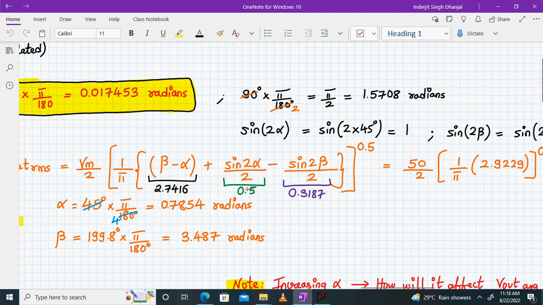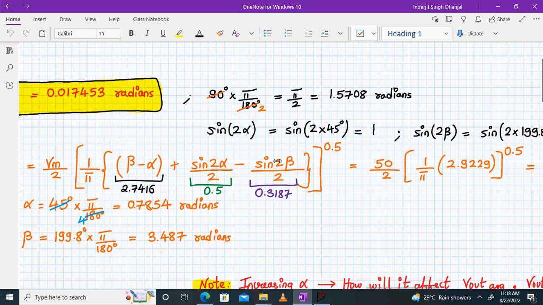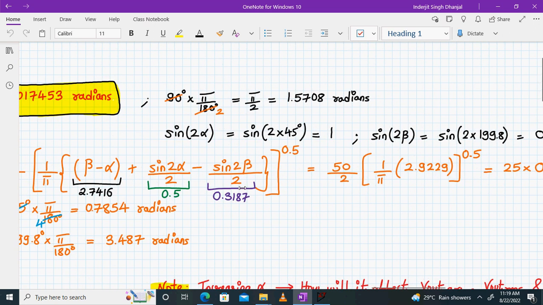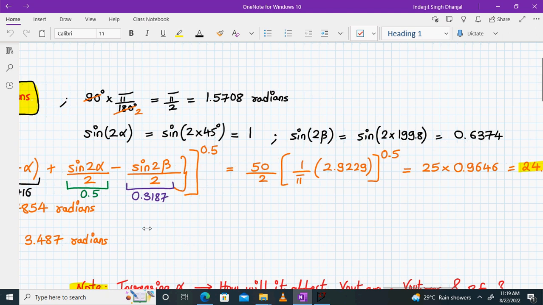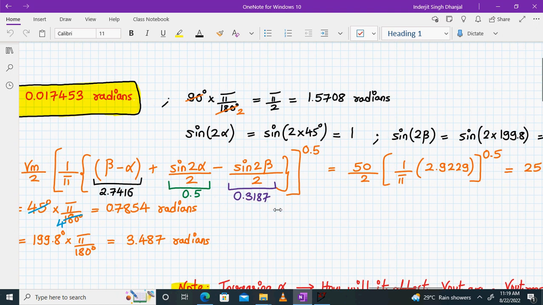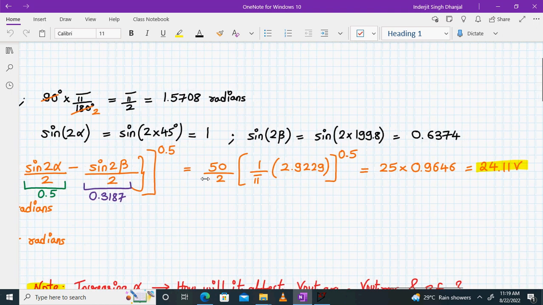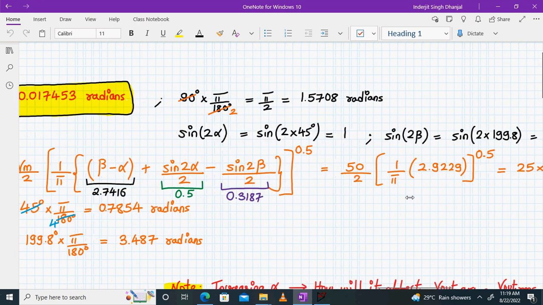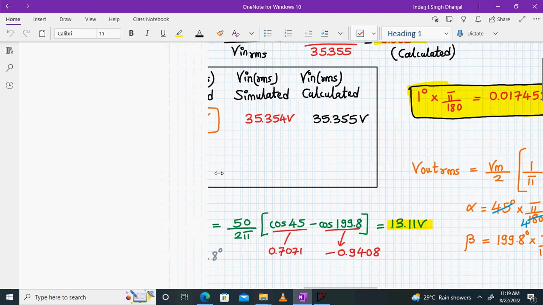Sine 2 alpha upon 2 will be 0.5 because sine 2 alpha is around 1, and sine 2 beta upon 2 will be around half of this, that is 0.3187, right? We plug in all the values over here, we finally get 25 into 1 upon pi into 2.9229, the whole raised to 0.5. If you plug it in the calculator, you will get the value of V out RMS calculated as 24.11, right? So let us compare it with the simulated value.